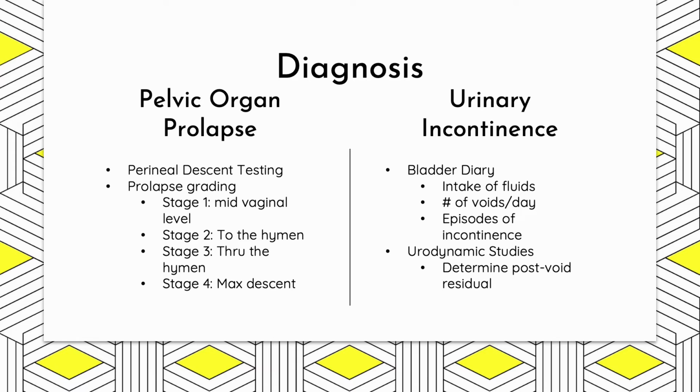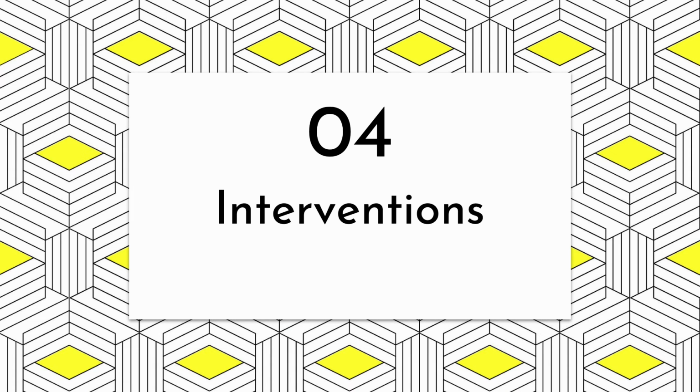Urinary incontinence may be diagnosed by a PT by using a bladder diary. This involves having the patient track their intake of fluids, number of voids per day, and episodes of incontinence. It is recommended that adults take in about half an ounce, or 15 milliliters, per pound of body weight throughout the day. The typical adult should void between 5 to 8 times per day with about 2 to 5 hours between voids, and at most once during sleeping hours. Episodes of incontinence can be measured by pad use or by estimating the amount of leakage.